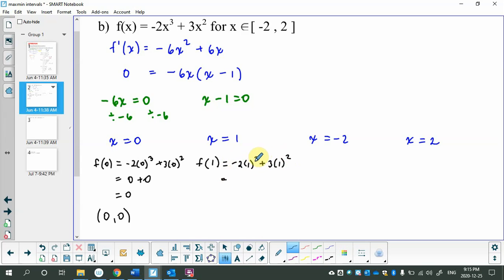So 1 cubed is 1 times negative 2. 1 squared is 1 times 3. So I also have a 0.11. And it is a total coincidence that my input number and my output number are exactly the same. Next one. The one that's kind of forced upon us.